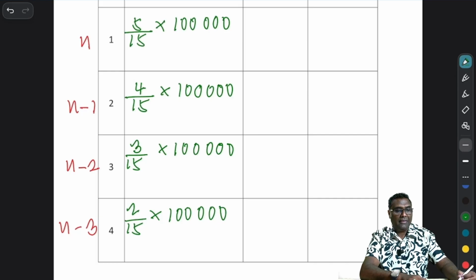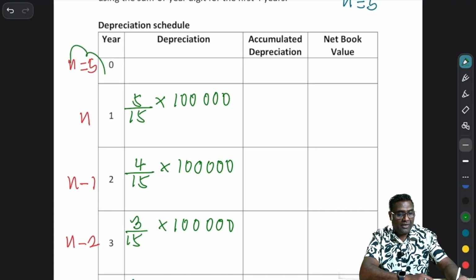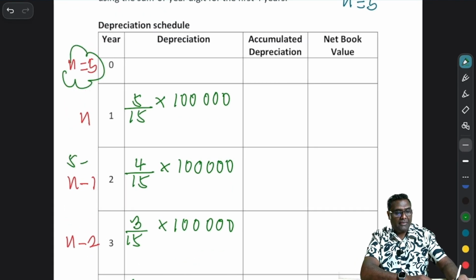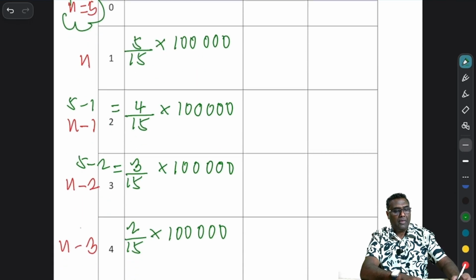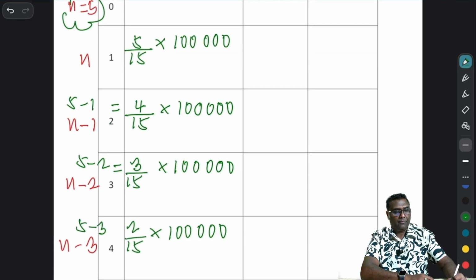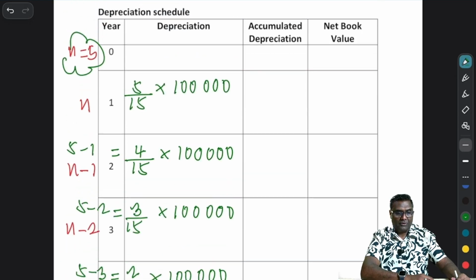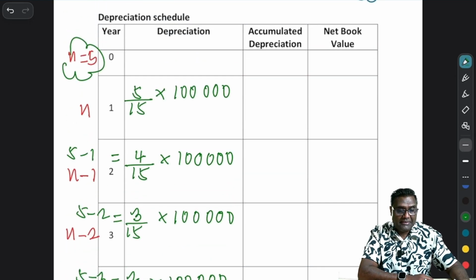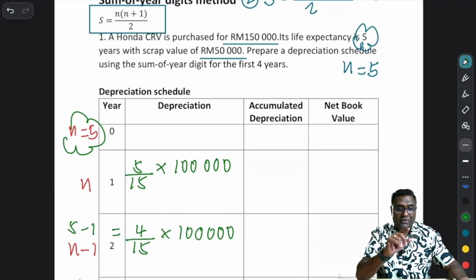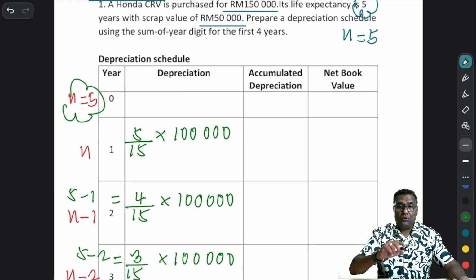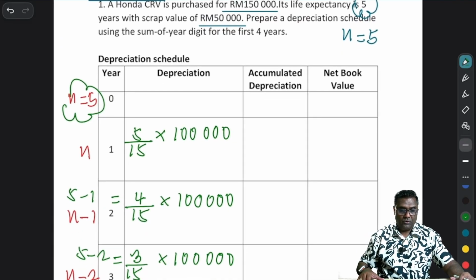Okay, how do I get that? N, you know, is 5. 5 minus 1. 5 minus 2. And 5 minus 3. So that's how I calculate the depreciation for every year. Always start with the N first. Now the calculator part. So let's go.